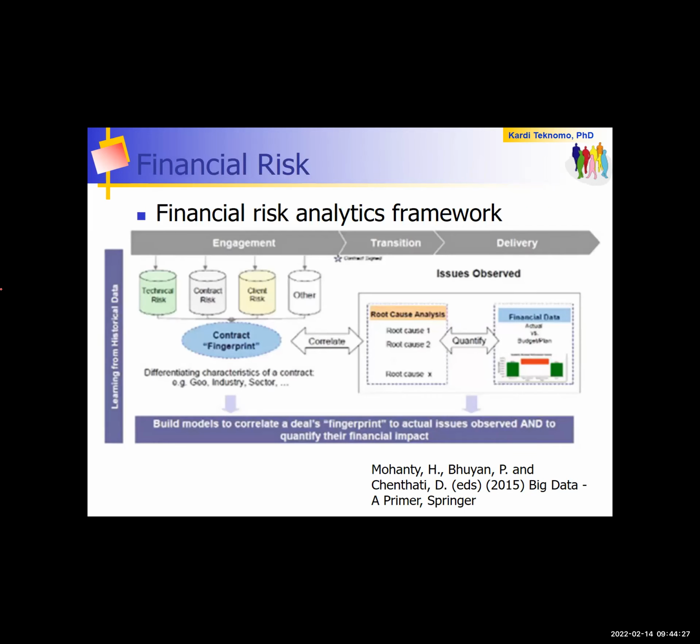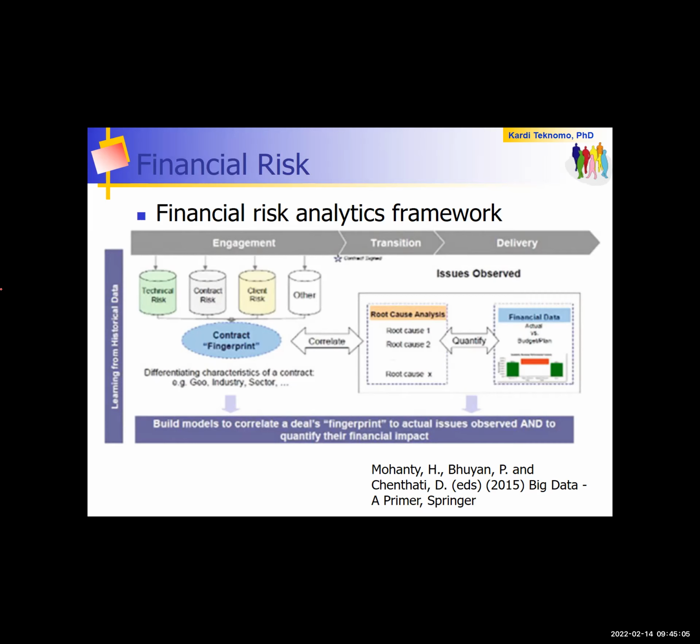Okay, because you are in accounting, this is an example of a financial risk analysis framework. You get the historical data from all the transactions, then you can start to build the risk analysis. Risk means the distribution of each variable here, whether it is technical risk, contract risk, client risk, and others. Then you can differentiate the characteristics of the contract, for example, based on industry, based on sector, and so on. Then you start to create the root analysis.